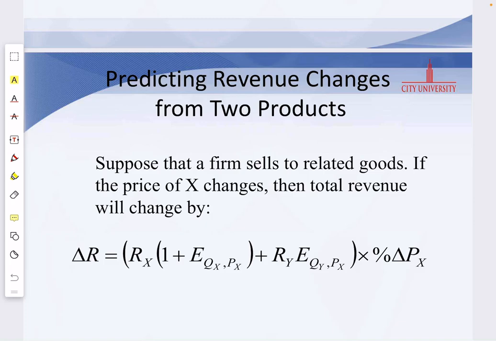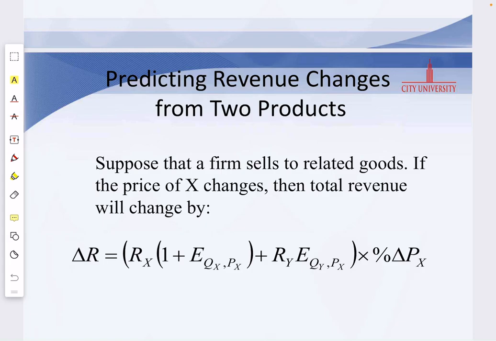Okay, we continue in chapter 3. I think this is part 3 of our video in chapter 3. We try to discuss predicting revenue changes from two products.